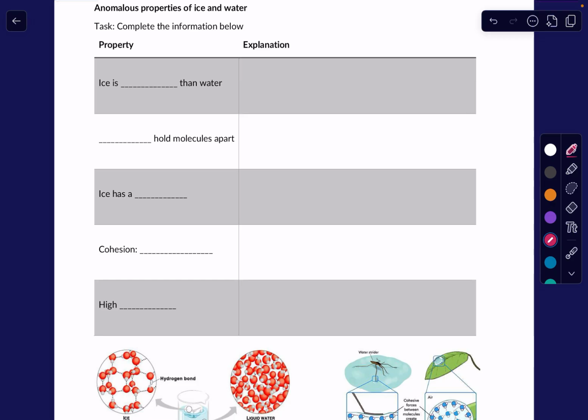Cohesion is molecules sticking together. Water is attracted to other water molecules, and it's strong enough to create cohesion and a high surface tension. And that's basically it, guys.